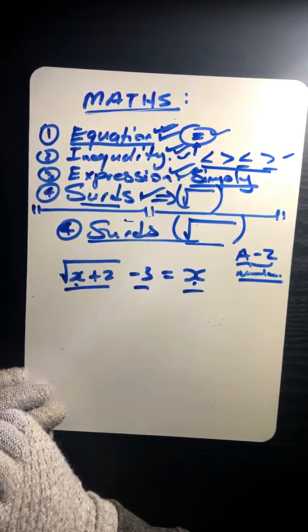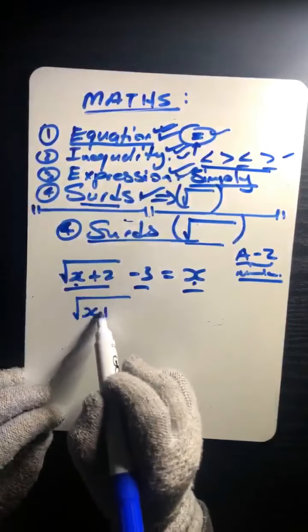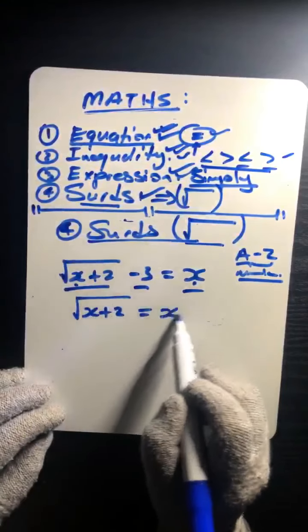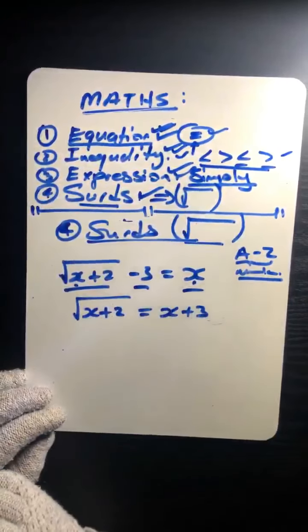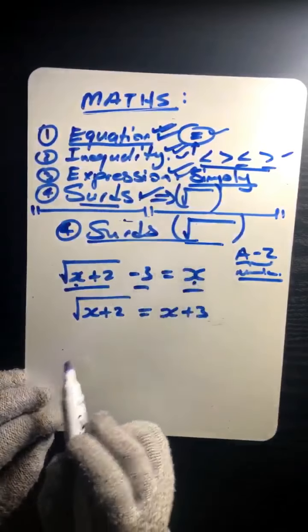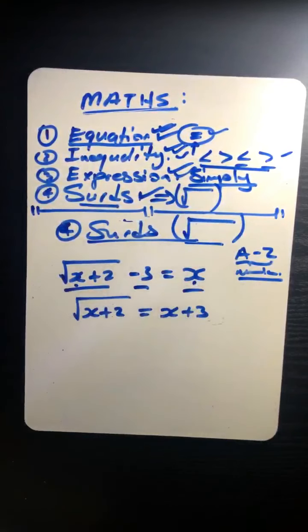I'm going to move the -3 to the other side, so that you remain with this square root. So it becomes x plus 3, isn't it? Yes. And the reason why you moved it is because you want to deal with this one. You want to deal with it nicely by one.